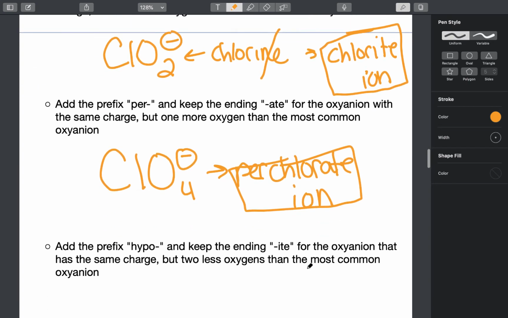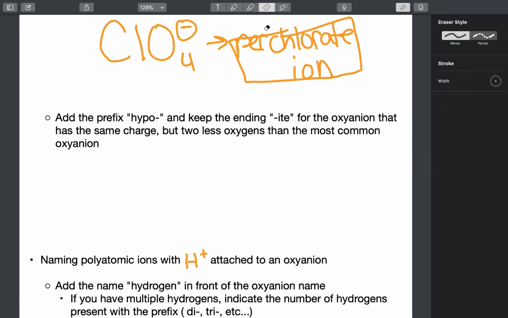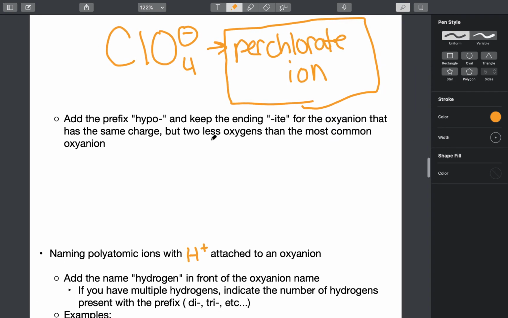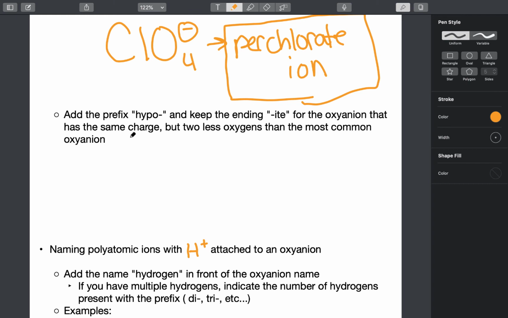Now the last rule, let's actually box this a little bit better. So this is a perchlorate ion. The last rule is to add the prefix hypo and keep the ending "ite" for the oxyanion that has the same charge but two less oxygens than the most common oxyanion. So the example would be here ClO minus, because it has two less oxygens than the most common one. Therefore, how we would name this is hypochlorite ion.